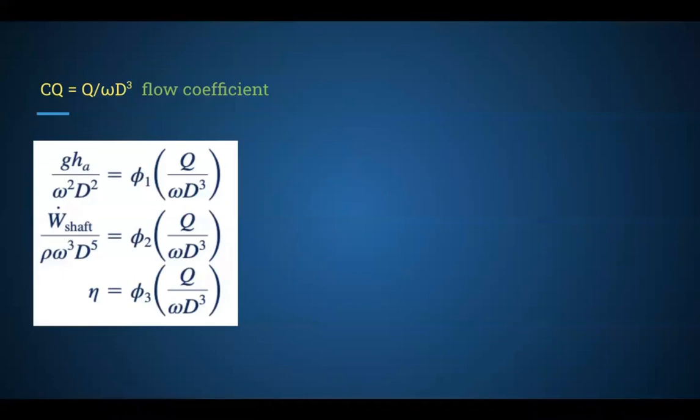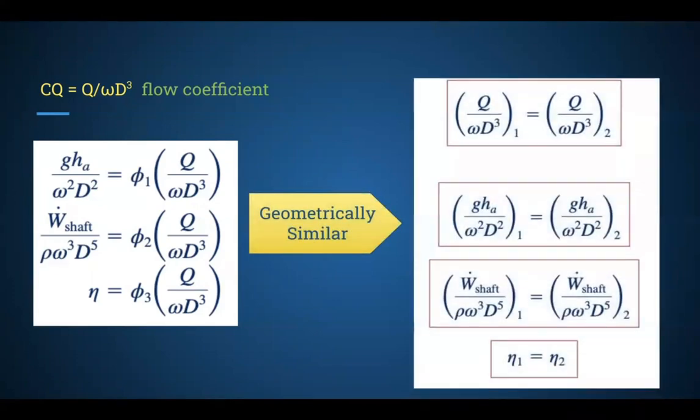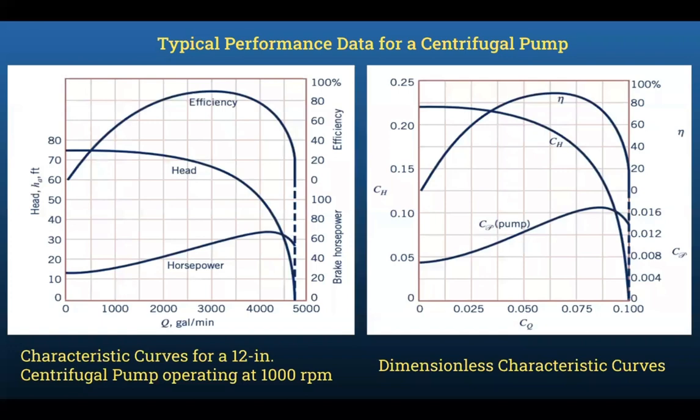So if 2 geometrically similar pumps are operated at the same flow coefficient value, then all our dependent pi terms would follow, such that the head coefficient, power coefficient, and efficiency would be the same, and these can be referred to as the pump scaling laws. Now these are the graphs for typical curves for a centrifugal pump, and the same results in terms of dimensionless coefficients, and we're going to use them to solve an example.